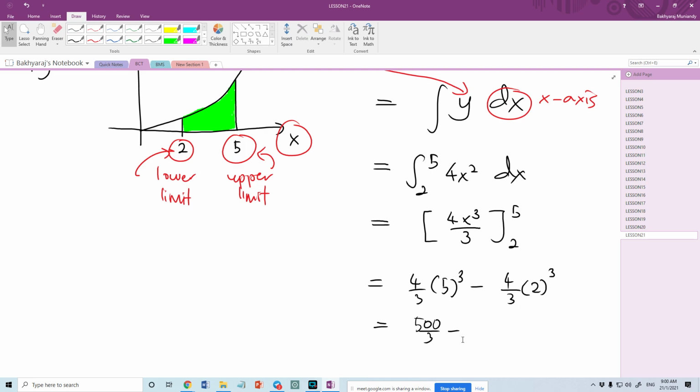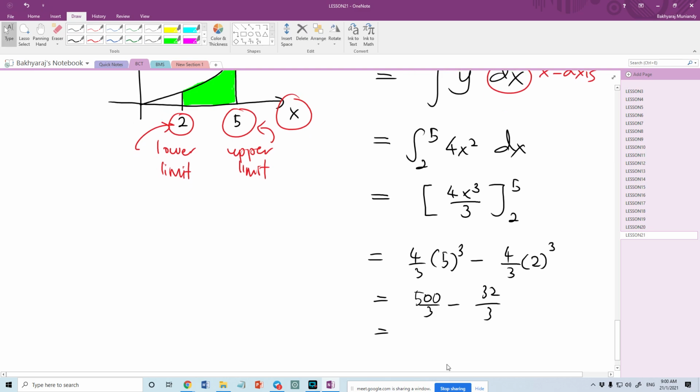Okay, 32 over 3, yeah? Yeah, correct. 32 over 3. And the last answer, now this time we put decimal. 500 over 3 minus 32 over 3, you get 156, eh? You don't get decimal, right? So you get 156 unit square.